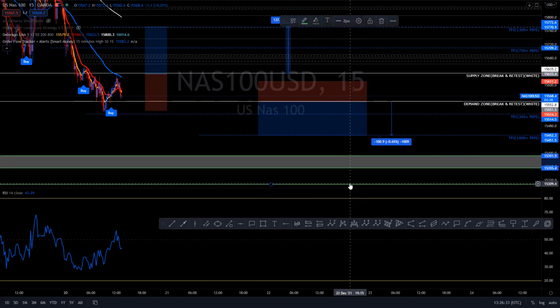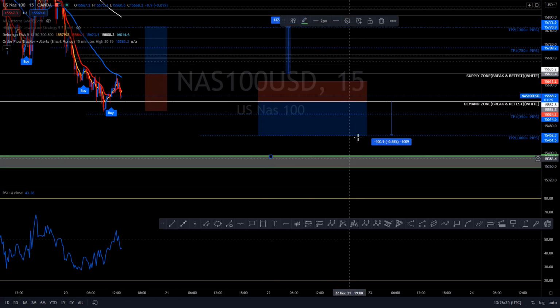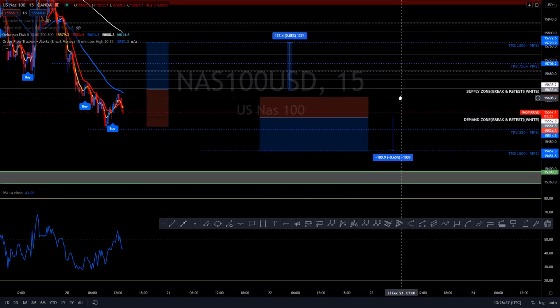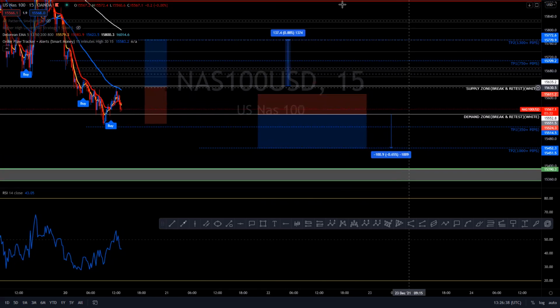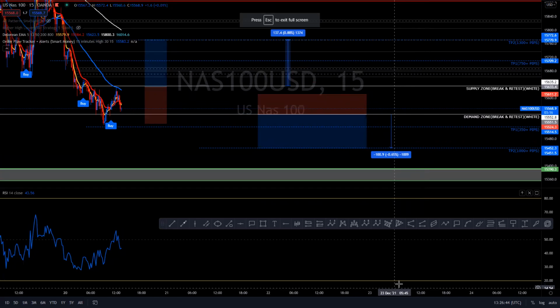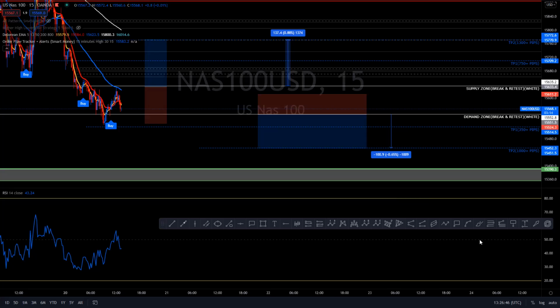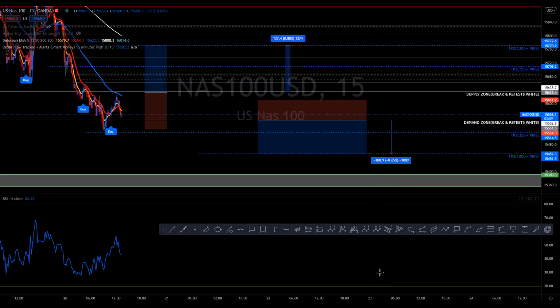Maybe just bring the zone up to here, like that. So we'll do that. So what I'm going to do is go ahead and set my alarms for my take profit points, and then we're just going to wait for the 9:30 bell. So be right back.